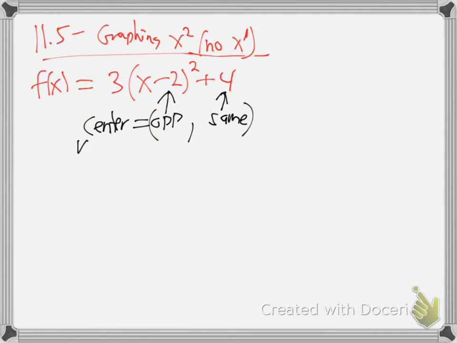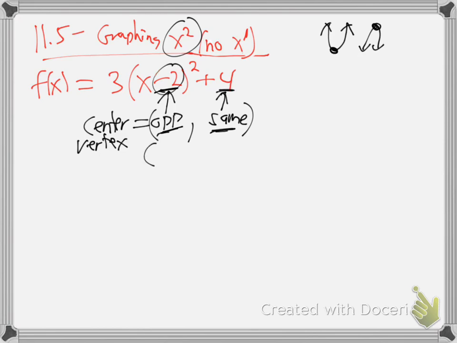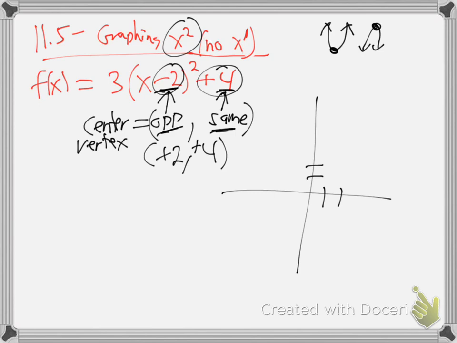The center is called the vertex. It's going to be a U-shape. Whenever you have x squared, you're going to get either a U-shape going up or a U-shape going down. And right now I'm telling you how to find the center of the U-shape. It's going to be the opposite of whatever number's next to x and the same of whatever number's here. So that would be the opposite of negative 2, positive 2, and the same as plus 4 is just plus 4. So that would mean right 2 up 4, is going to be the center of the U-shape for this equation.